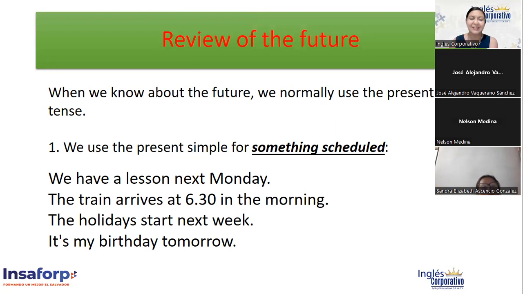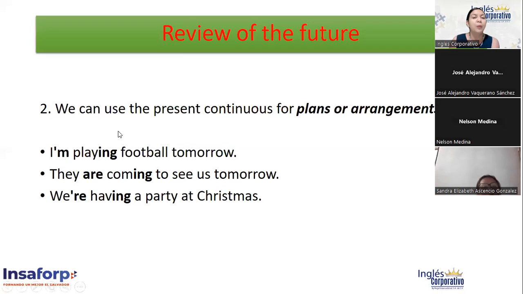Okay. Good example. Now, we also use the present continuous or the present progressive. It's the same for plans or arrangements. Again, you already have a plan, and that's why you can use the present continuous. I'm playing football tomorrow. They are coming to see us tomorrow. We are having a party at Christmas.